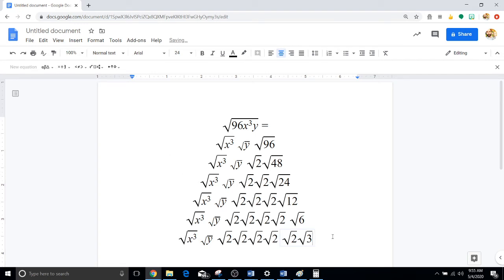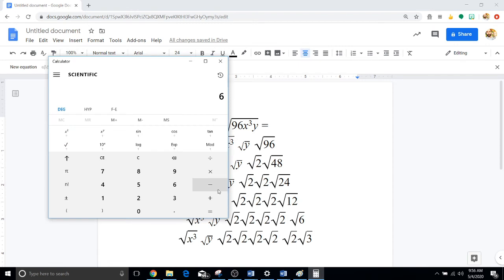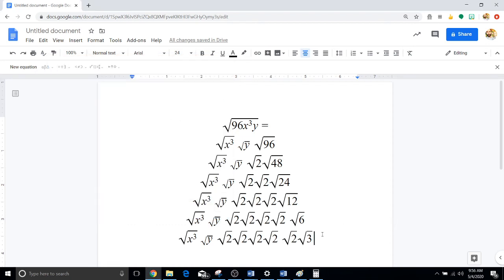Essentially, we kept dividing that down. 96 divided by 2 is 48. 48 divided by 2 is 24. 24 divided by 2 is 12. 12 divided by 2 is 6. 6 divided by 2 is 3. And we have all prime numbers now. If you don't believe me, we can multiply these: 2 times 2 times 2 times 2 times 2 times 3 is 96. So we've effectively broken this thing down all the way that we can.